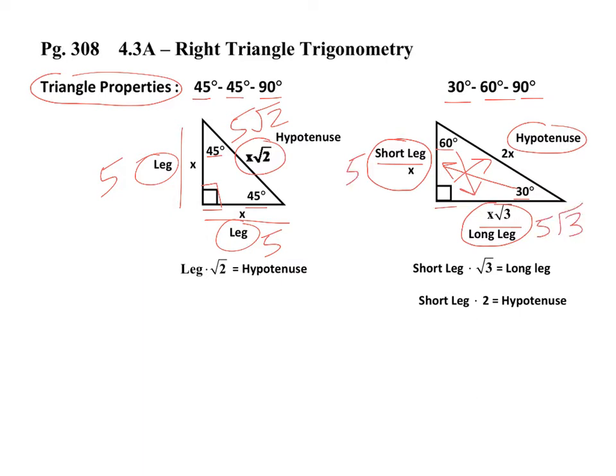Everything goes back to the short leg for 30, 60, 90. So I take the short leg and multiply it by 2, and that gives me the length of the hypotenuse. It's easy as that. Get very familiar with these properties. You're going to use them very often.